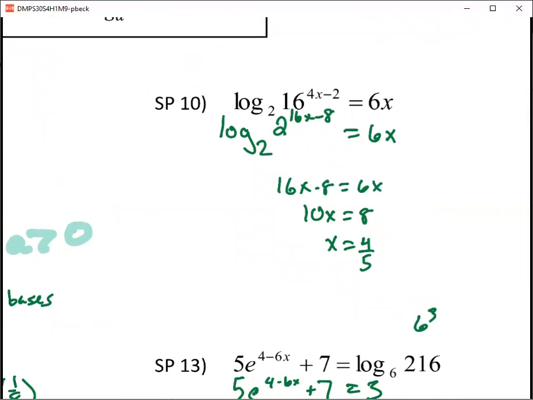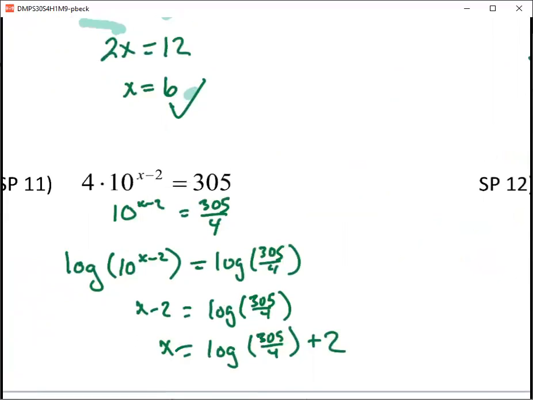Problem number 10. Now, I like to take this problem and say, wait a second, I know that 16 is 2 to the 4th power. So what I can do is multiply those exponents together, which is what I do there. So that's 2 to the 4th, or 4 times 4x minus 2. Now, these will undo each other because they're inverses of each other. We're left with 16 minus 8 equals 6x. So x is 4/5.